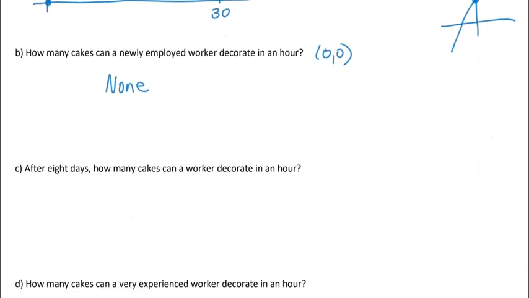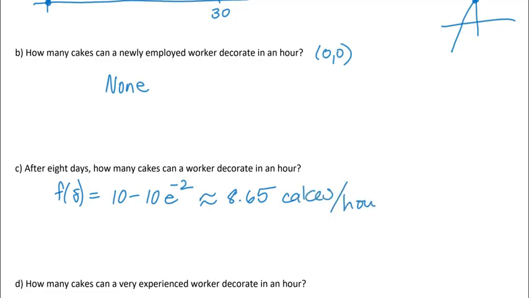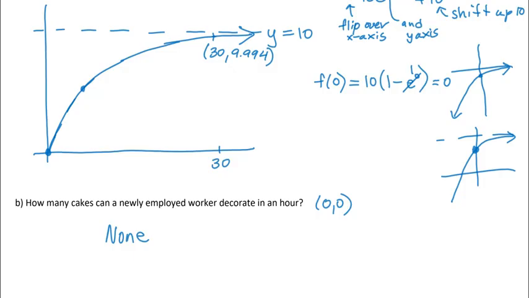The next question is, after 8 days, how many cakes can a worker decorate? So we can just plug in. Again, this would have to be at least a scientific calculator problem. We have 10 minus 10 e to the negative 1/4 times 8, so negative 2. And I got approximately 8.65 if I round it. So that's cakes per hour. And that I could take back up here.